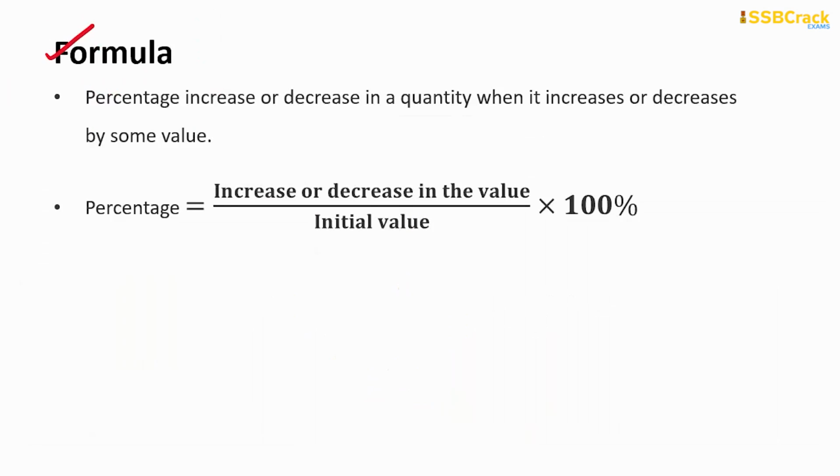So this is the formula and it states the percentage increase or decrease in a quantity when it increases or decreases by some value. We can find the percentage increase or decrease of a quantity, and it is given by the increase or decrease in the value divided by the initial value into 100. Right? So this is the most common formula of percentage. Let's take an example based upon this.